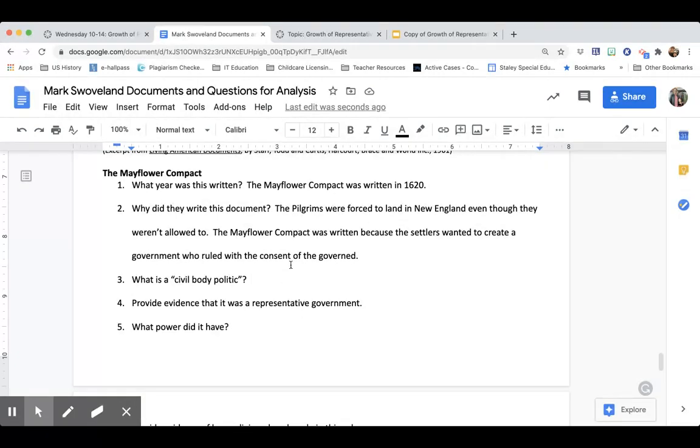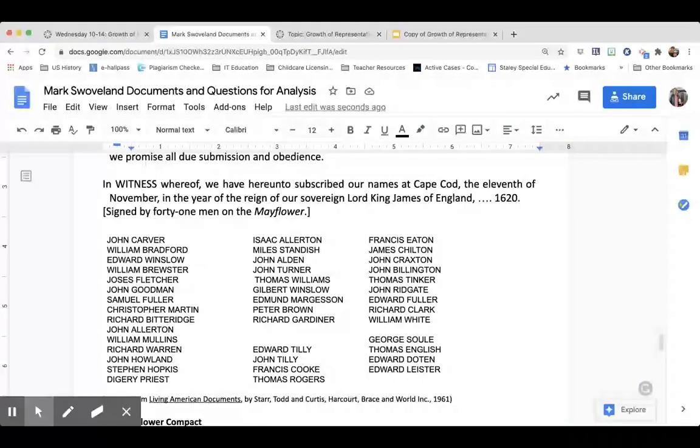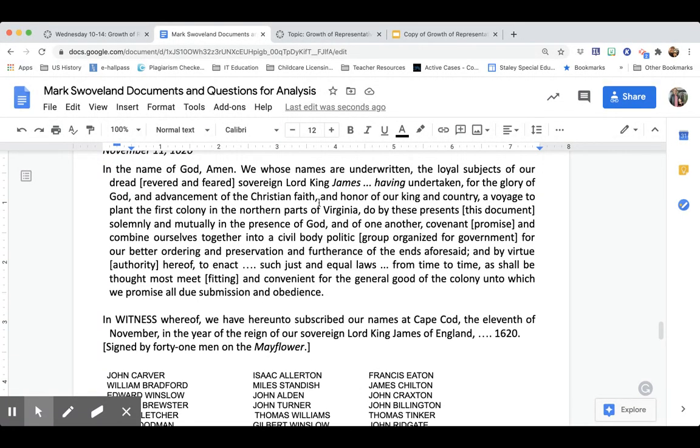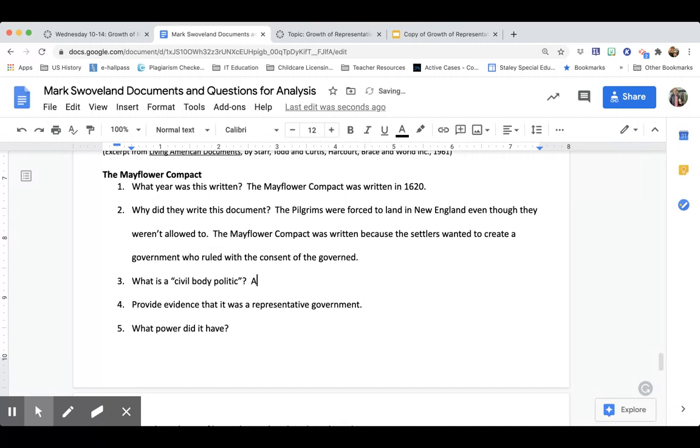All right, what is a civil body politic? Okay, so let's see what they defined it as. A group organized for government. All right, so let's just use their quote. So I'm going to say a, quote, group organized for government.